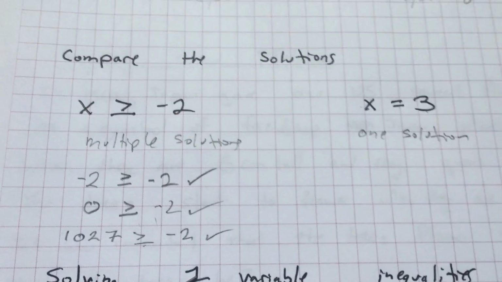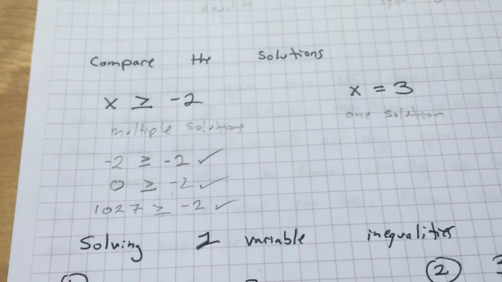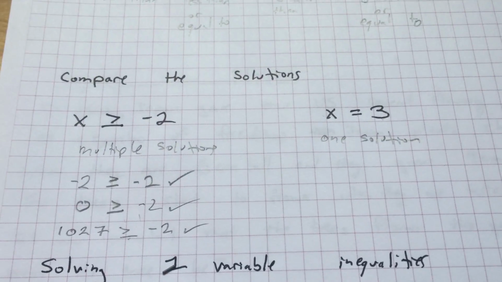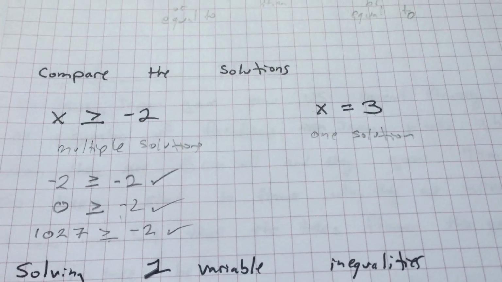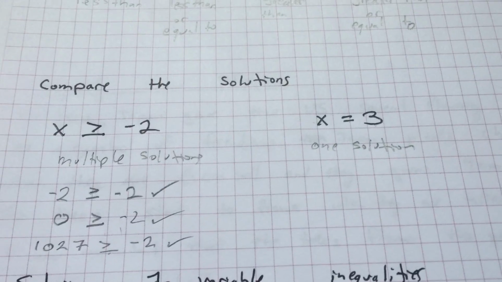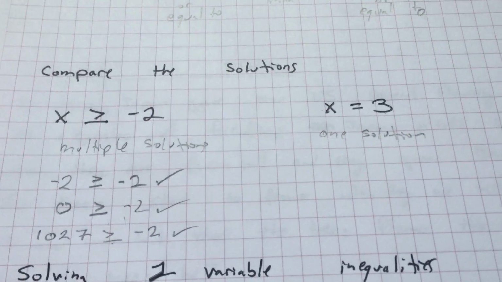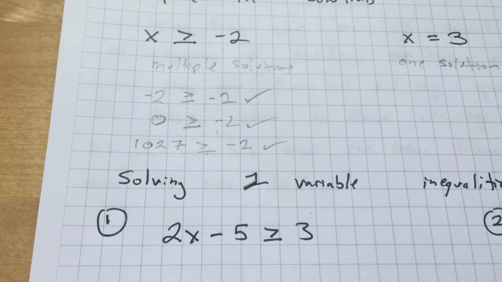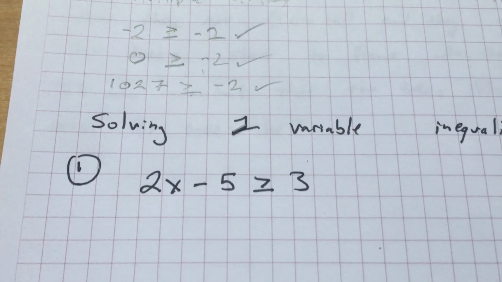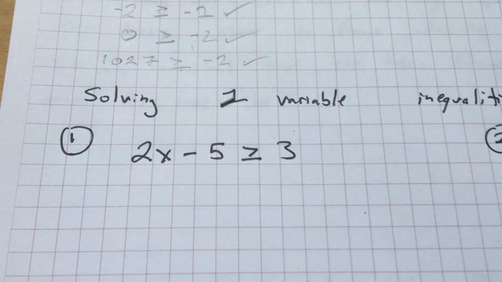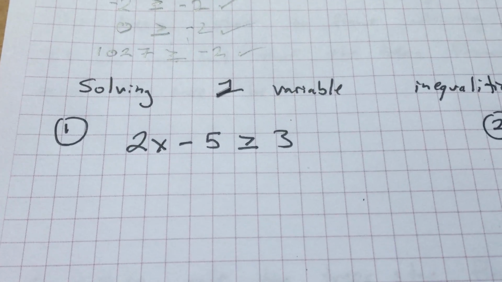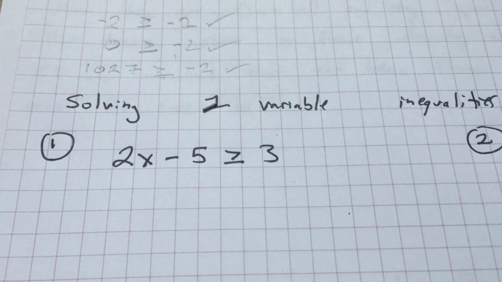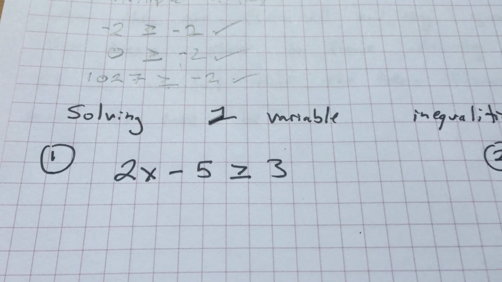So we know that we have multiple solutions. That's really the main difference between an inequality and an equation. An equation is going to be one solution and that's it, and an inequality is going to be multiple solutions. So how do we go about solving a one variable inequality? Let's take a look at this. There's two things that we're going to do. We're first going to solve the inequality, and then we're going to graph it on a number line to represent the different types of solutions we have.